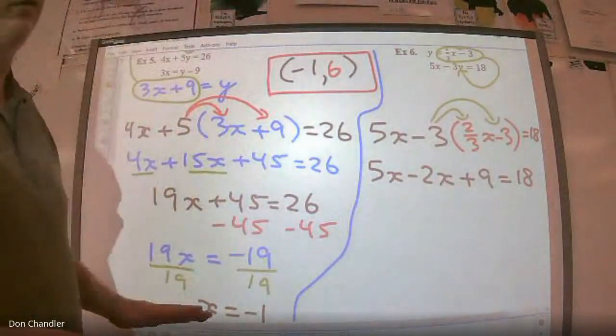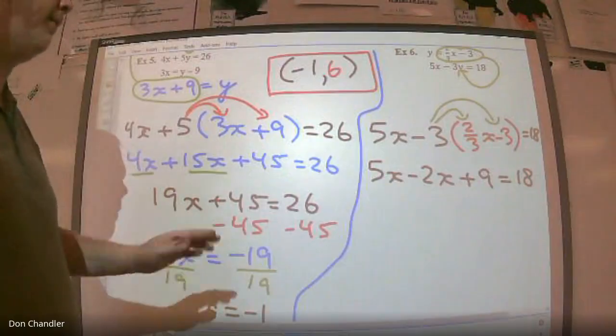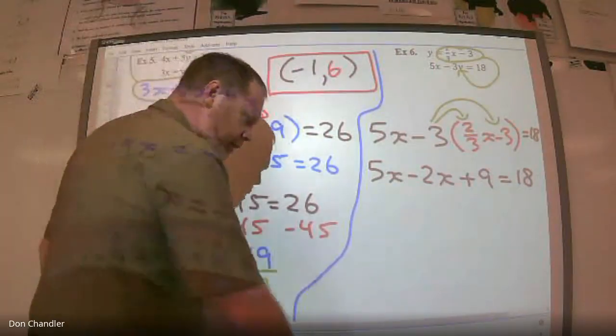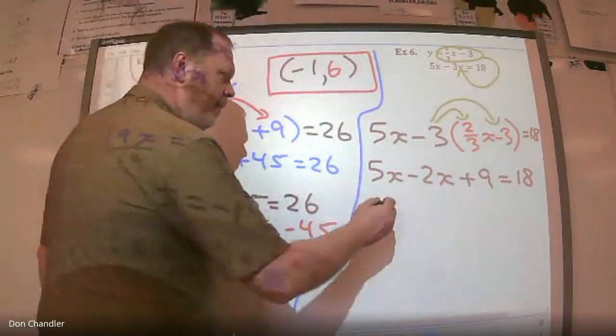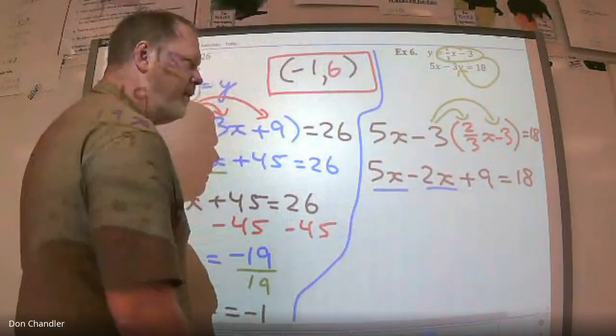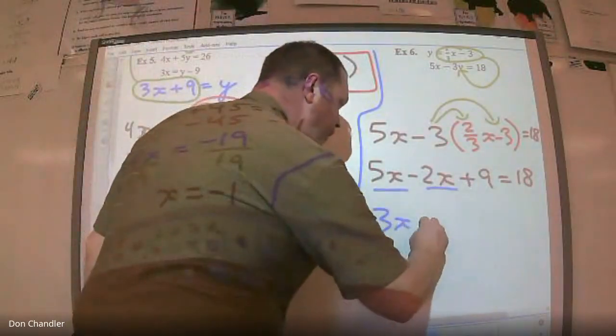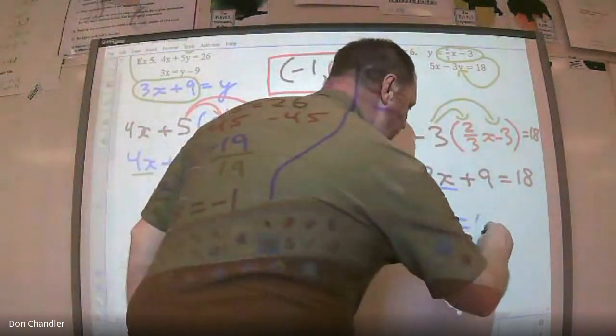We're not here to try and kill you. This isn't trying to get really weird answers. Combine up our like terms. 5x minus 2x is 3x. Plus 9 is equal to 18.